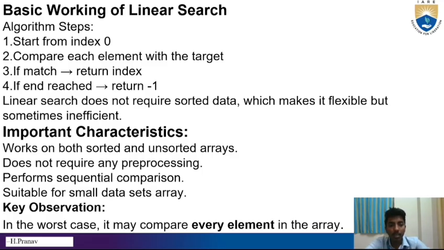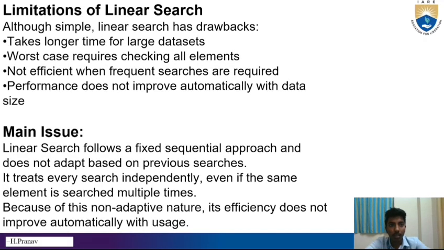Important characteristics of this linear search are that it works on both sorted and unsorted arrays, does not require any pre-processing, and performs sequential comparison. It is also suitable for small data set arrays. The key observation in linear search is that in the worst case, it may compare every element in the array.